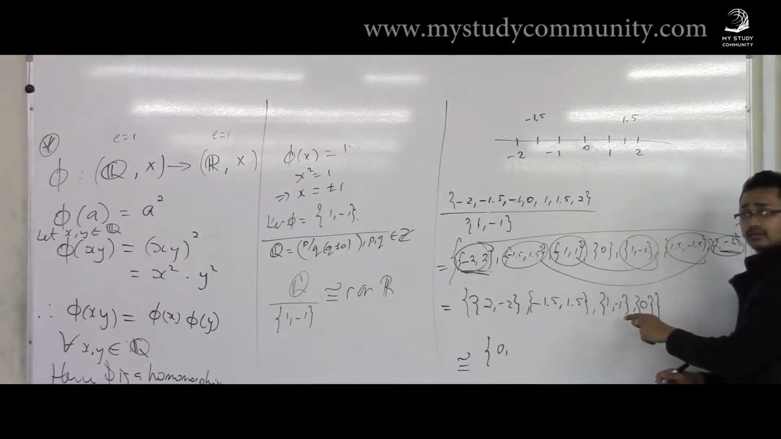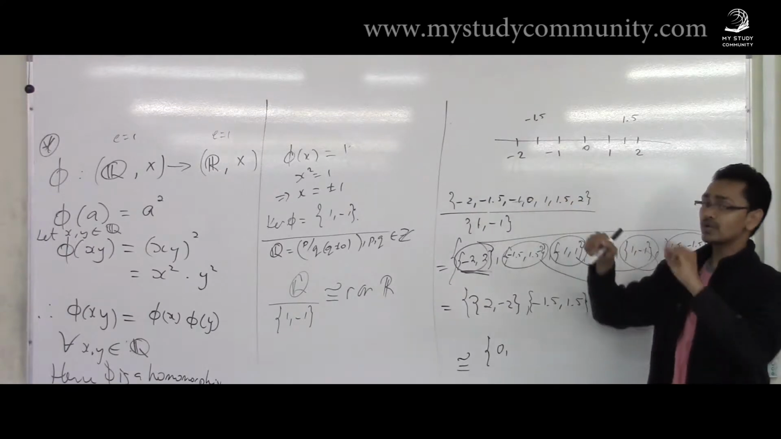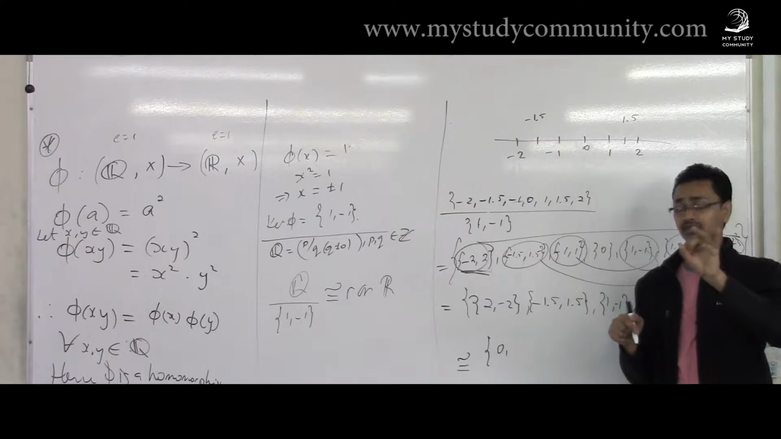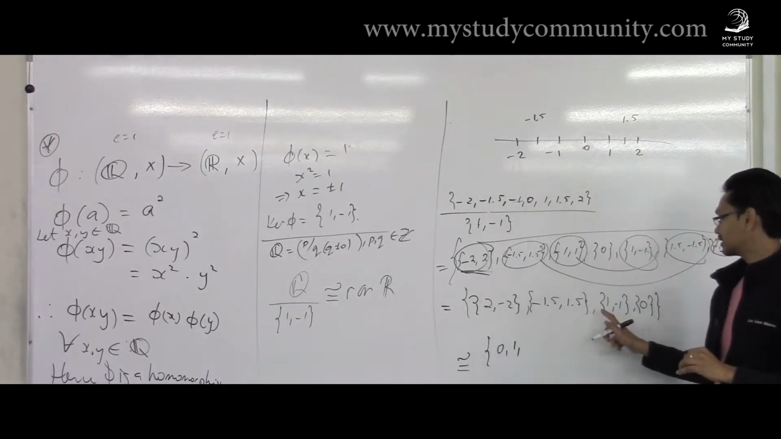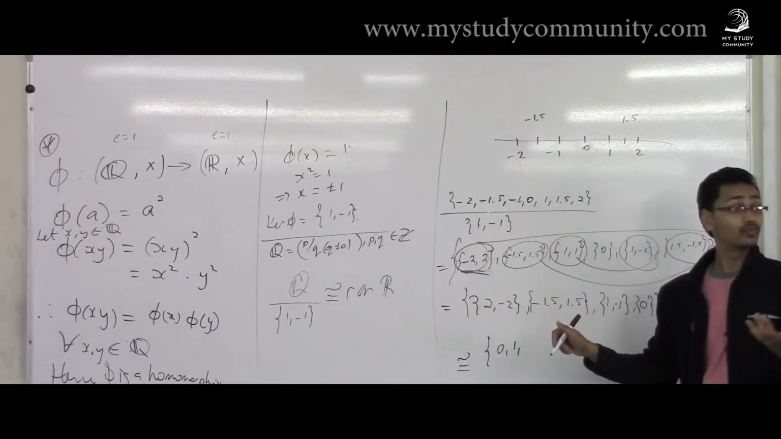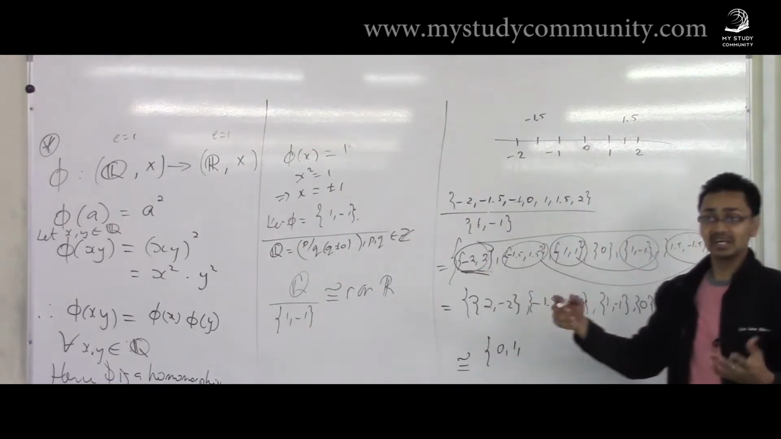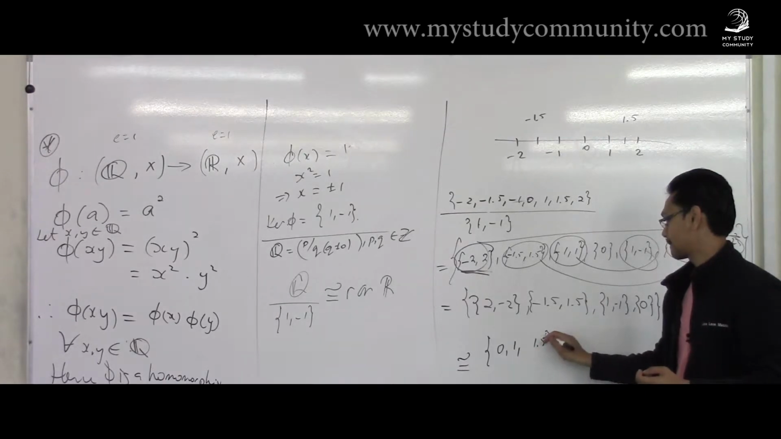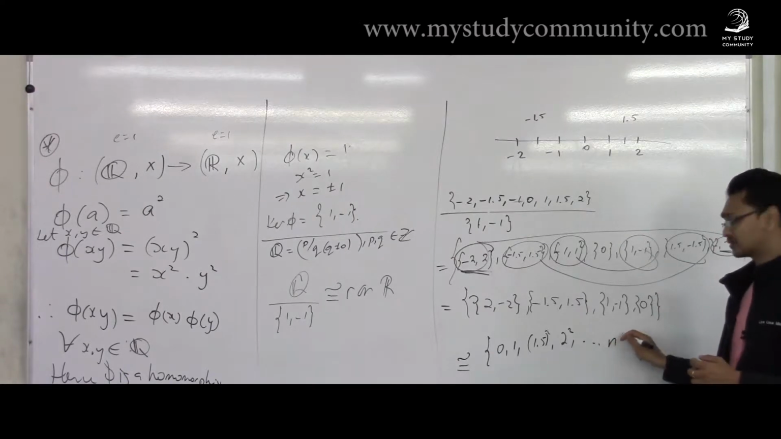1, right? Because if you square 1, you're going to get 1. If you square minus 1, you're going to get 1. So this would map onto 1. What element would these two map onto? 1.5 squared. Yeah, this is the mapping, right? You all follow, right?